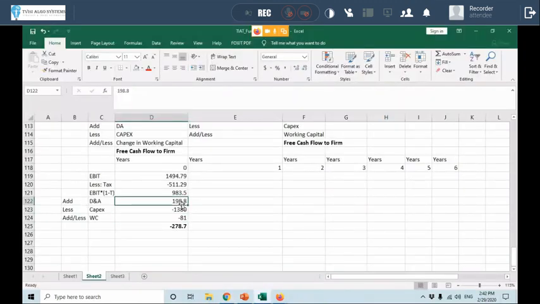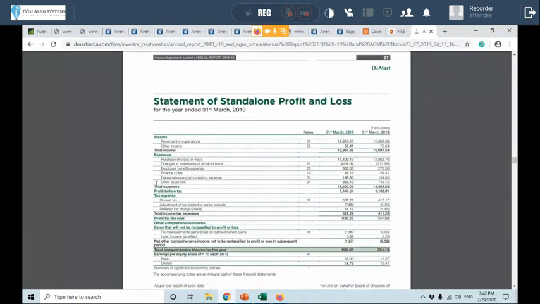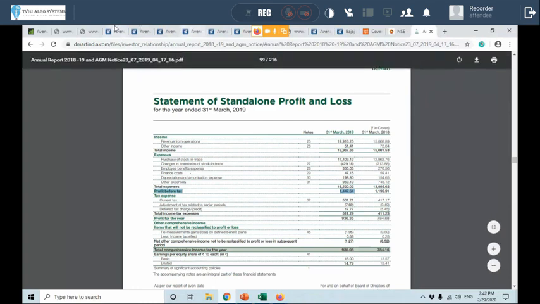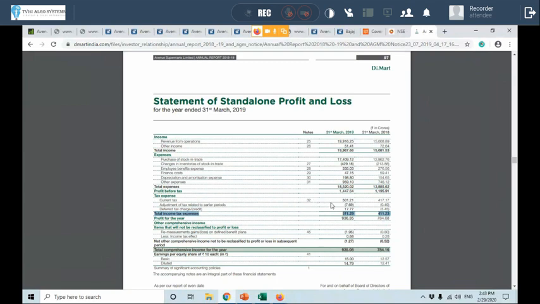Depreciation is 1998. Okay, what is the EBIT of the company? Profit before tax is 1447. So how come we got less profit in the tax? We got 1494, right? Less tax. This is the current tax of the company which we deducted. Okay. I guess because of this tax item, our FCFF is coming as negative. Now we need to understand what exactly is this gap.